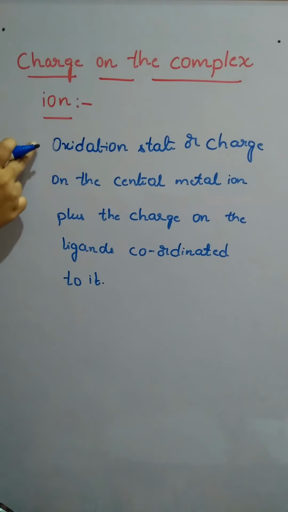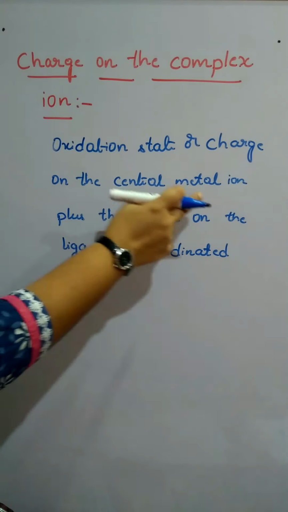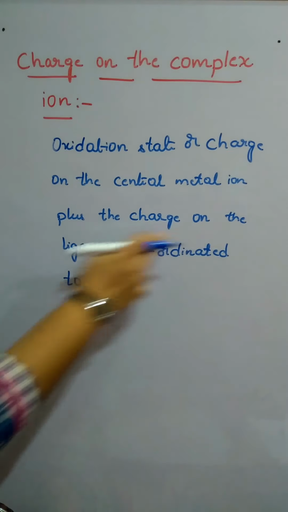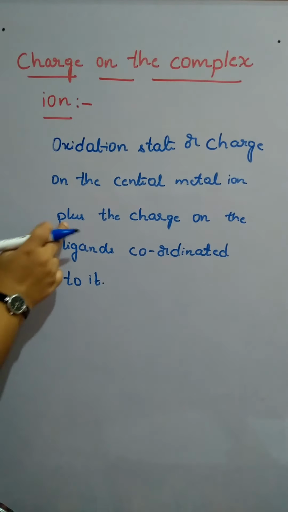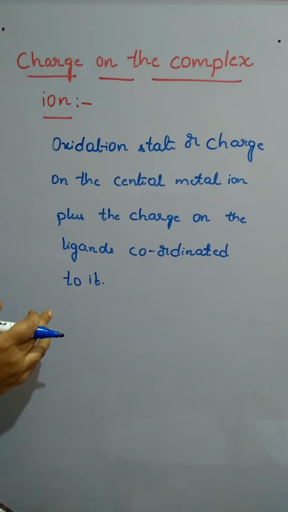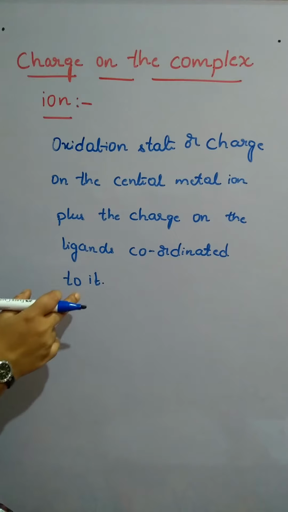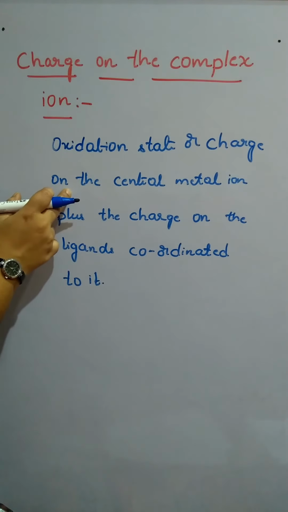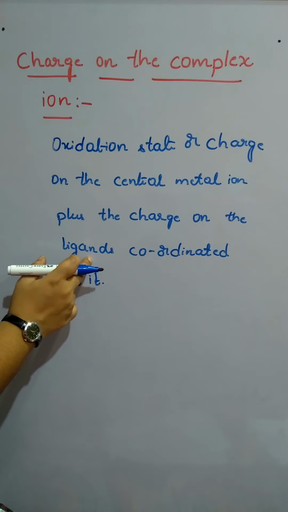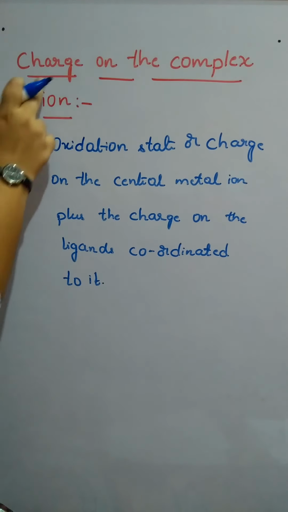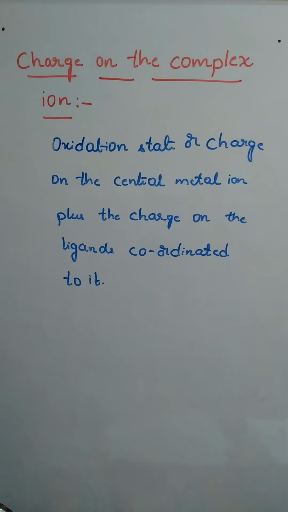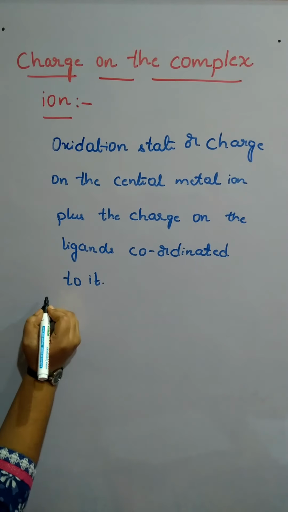So the charge on the complex ion is nothing but the oxidation state or charge on the central metal ion plus the charge on the ligands coordinated to it. In general we can also say it is the algebraic sum of the oxidation state of the central metal ion and the charge on the ligands coordinated to it. That is nothing but the charge on the complex ion. So by using examples we shall find out how to calculate the charge on the complex ion.